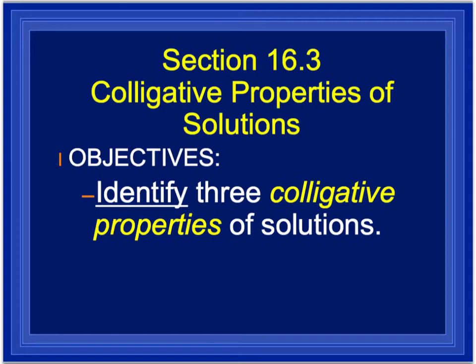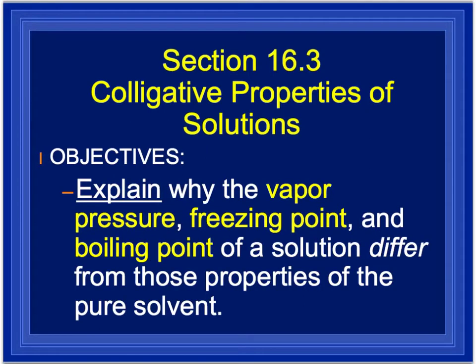This afternoon we'll be talking about colligative properties. One of our first objectives for this section is to identify three colligative properties of solutions. We also want to explain why the vapor pressure, freezing point, and boiling point of a solution differ from the properties of the pure solvent.